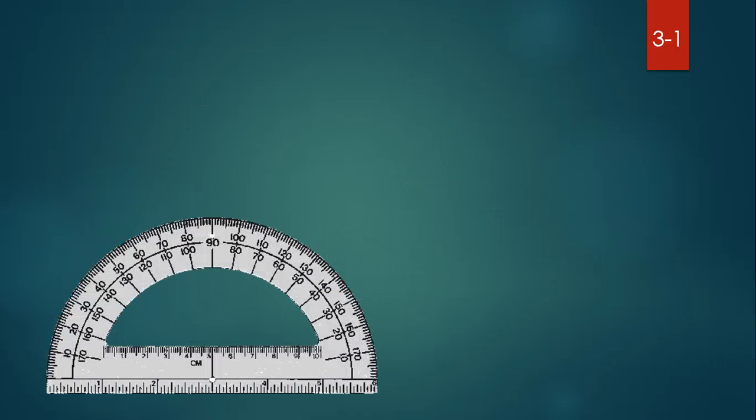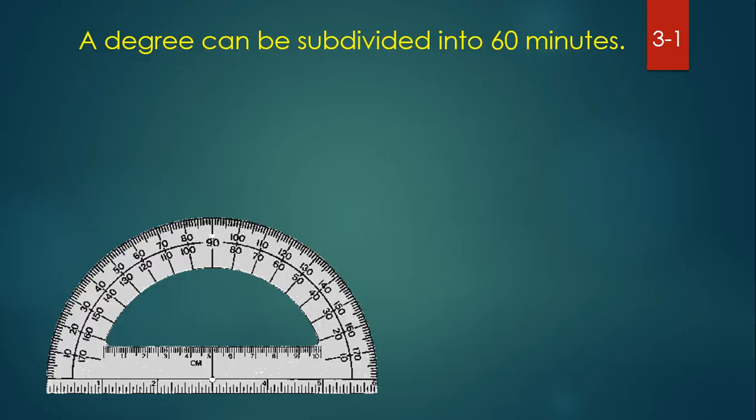Now, we've been talking about degrees, and when you measure an angle with a protractor, you can measure that angle to the nearest whole degree. But we actually could take that degree and subdivide it into smaller parts. If we divide a degree into 60 smaller parts, each of those parts is called a minute. Now, that may seem like a strange concept, dividing something into smaller parts, but we do it all the time. If we measure the length of something in feet, let's say, we could divide the feet into inches. So there's 12 inches in a foot.